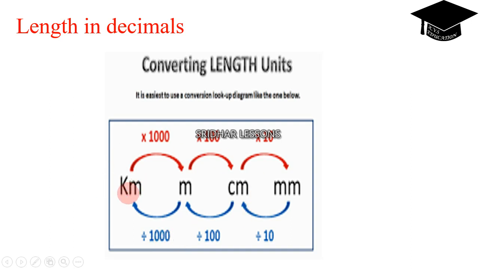If you want to convert kilometers into meters, that particular number is multiplied by 1000. Meters can be converted into kilometers when the number is divided by 1000. Observe this picture carefully. Watch this picture carefully: how we are going to convert the length units.